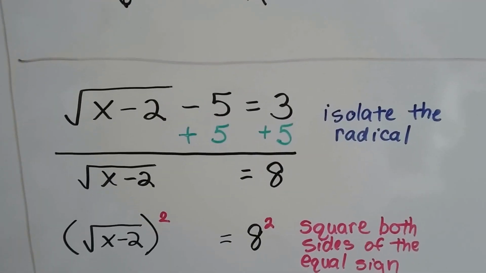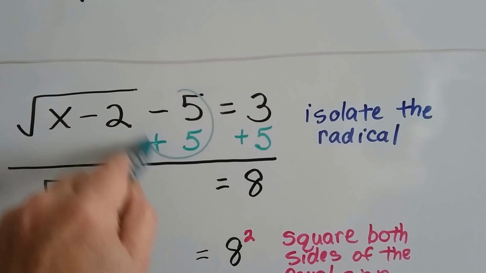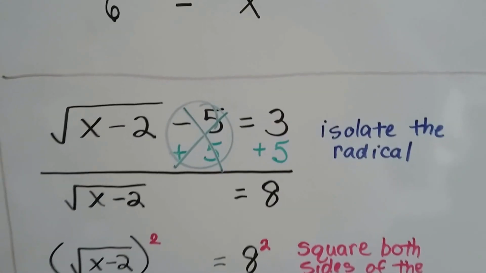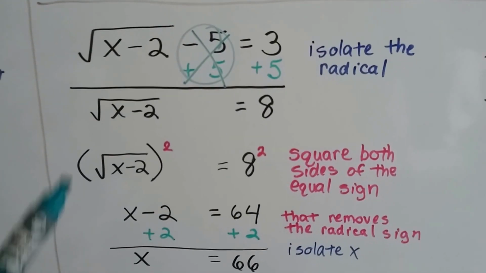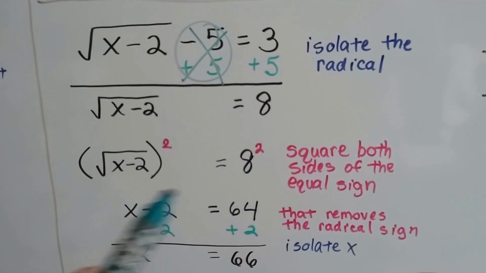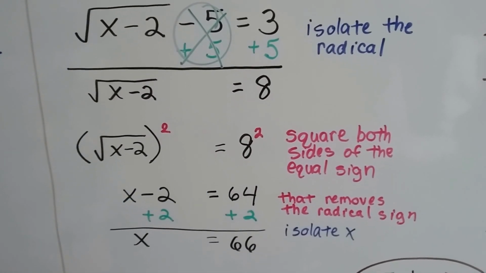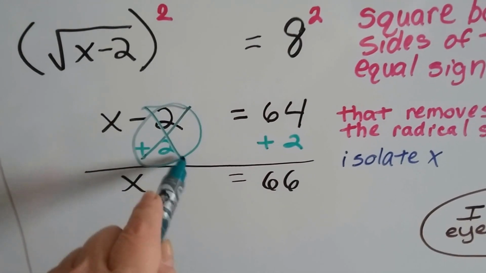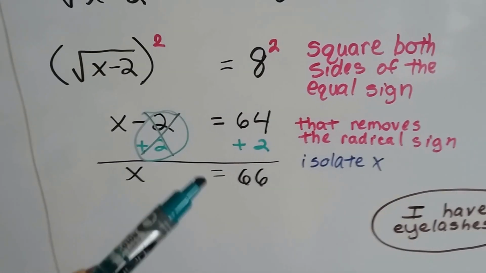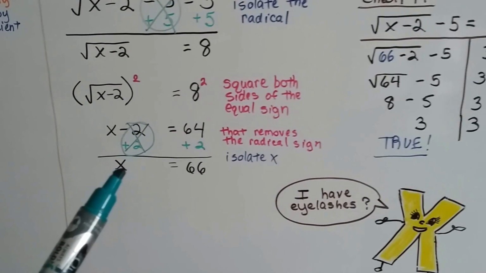So we're going to isolate the radical. So we're going to add 5 to each side, create a zero pair here, right? Get rid of it. And now we've got the square root of x minus 2 equals 8. Square both sides of the equal sign, and we'll get rid of that radical symbol, and we get x minus 2 equals 64. We can get rid of this 2, can't we? By adding 2 to both sides. Now we have x equals 66. See? And now we've isolated the x.